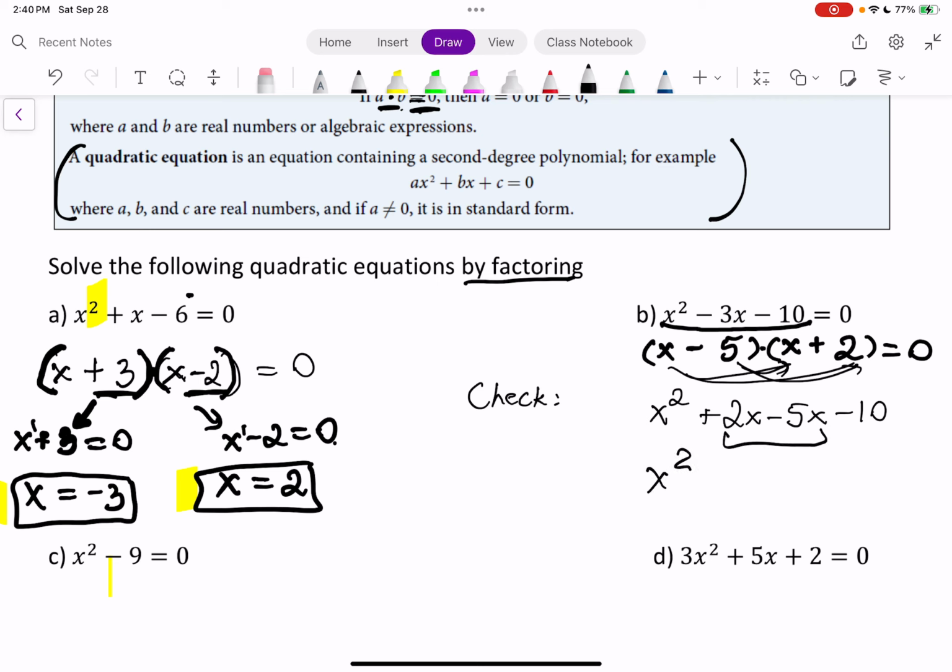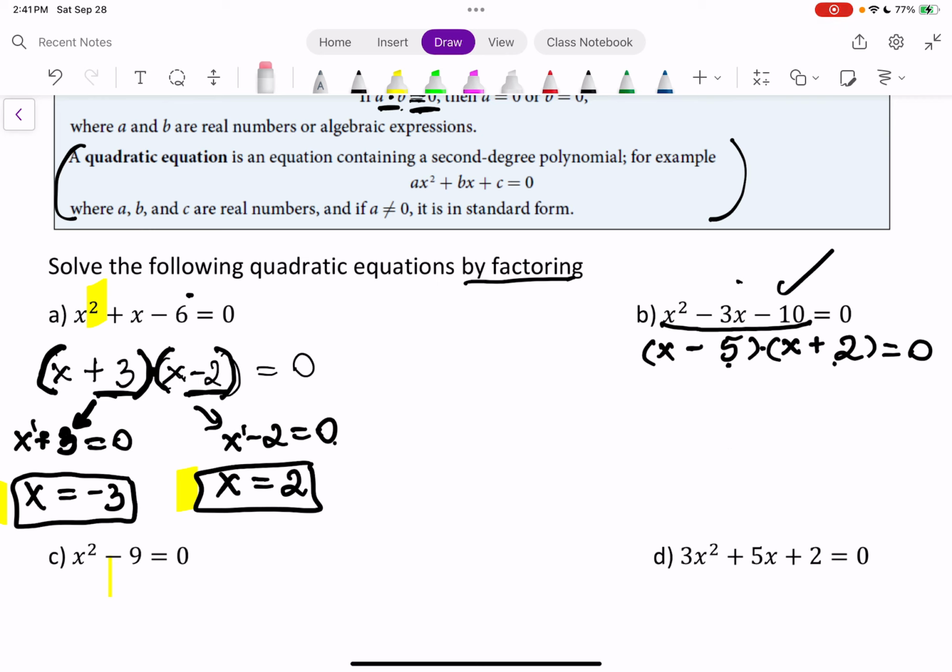Why? These two numbers have to add to negative 3 in the middle, because that's how you get that negative 3x, by combining these like terms, right? And where did the negative 10 at the end come from? It came from multiplying this negative 5 by a positive 2. So we have factored correctly because multiplying these two parentheses gives us back those terms. I just wanted you to see how this math actually did work and we did factor correctly.